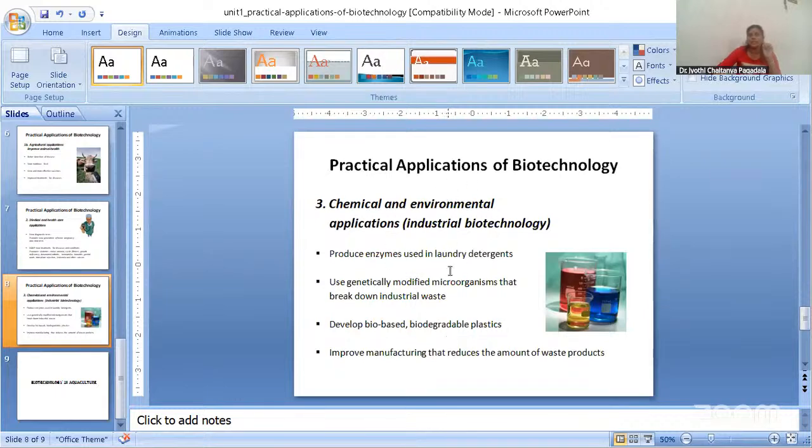And the other things we can discuss here are chemical and environmental applications. Apart from that, we also heard about tissue culture techniques. It is also a part of agricultural biotechnology. Tissue culture is the cultivation of plant cells, tissues, and organs on specifically formulated nutrient media. Under the right conditions, an entire plant can be regenerated from a single cell.